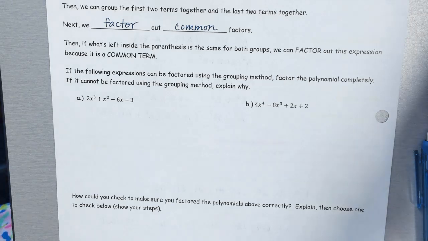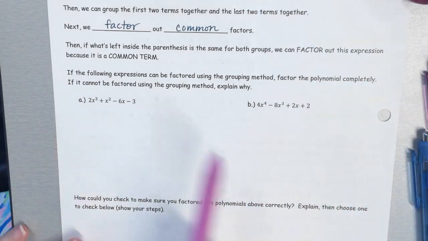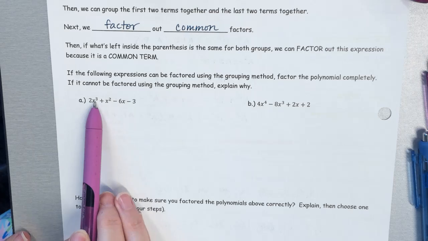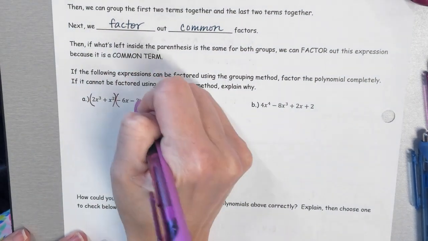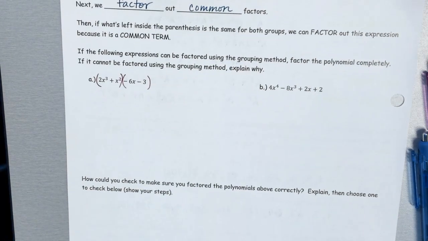So when you're grouping, when you have the 4 terms, we'll just check to make sure it's in standard form. So 3, 2, 1, and then no variable. So we're going to group the first 2 together, group the second 2 together.